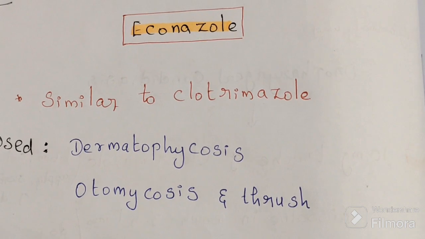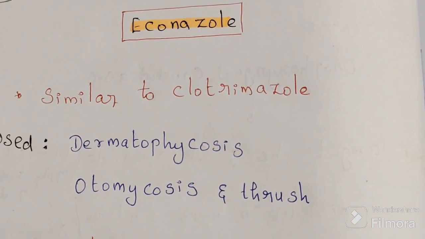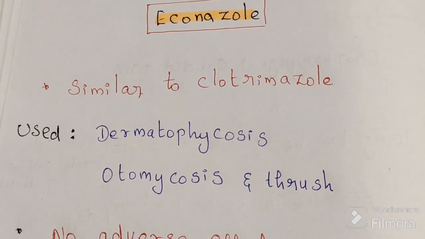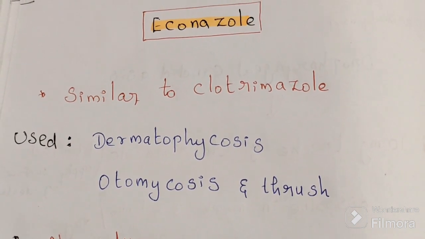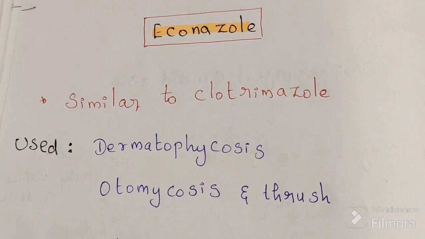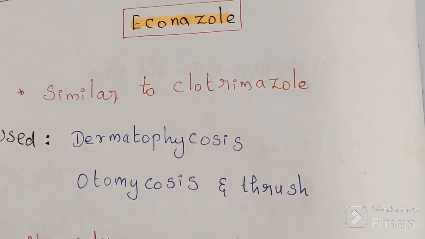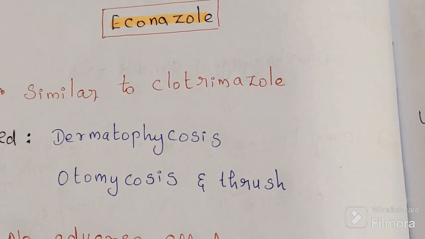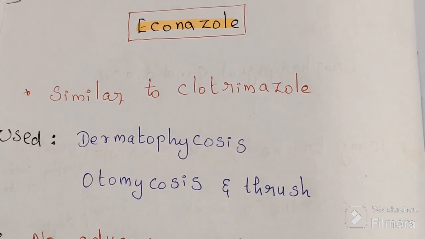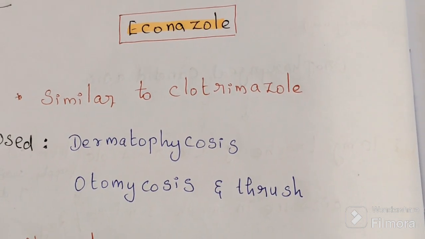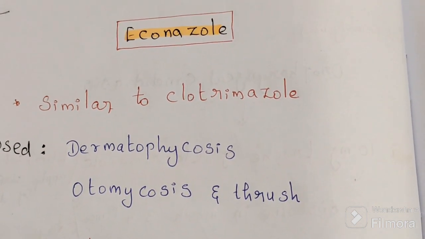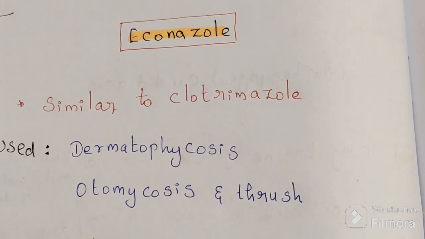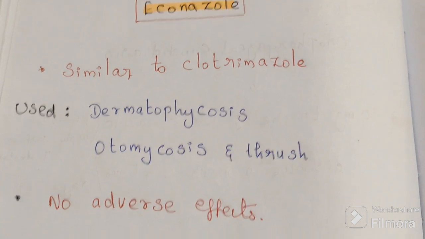Next drug, econazole, which is similar to clotrimazole, and it is used in dermatophytosis, otomycosis and thrush. This drug has no adverse effects.